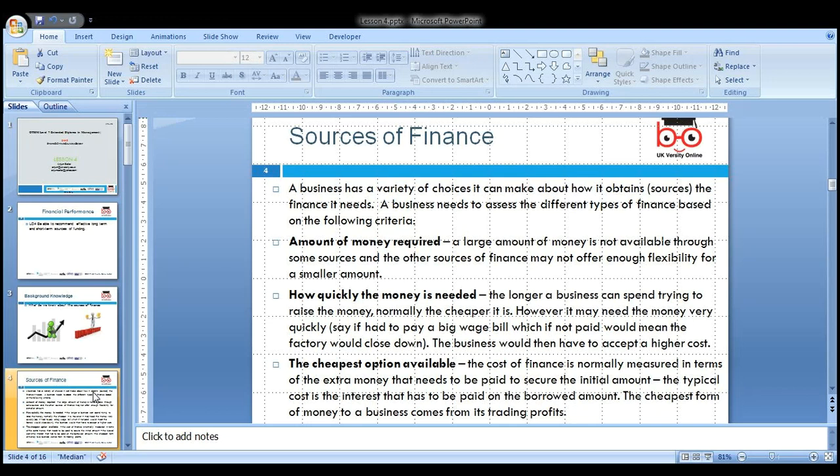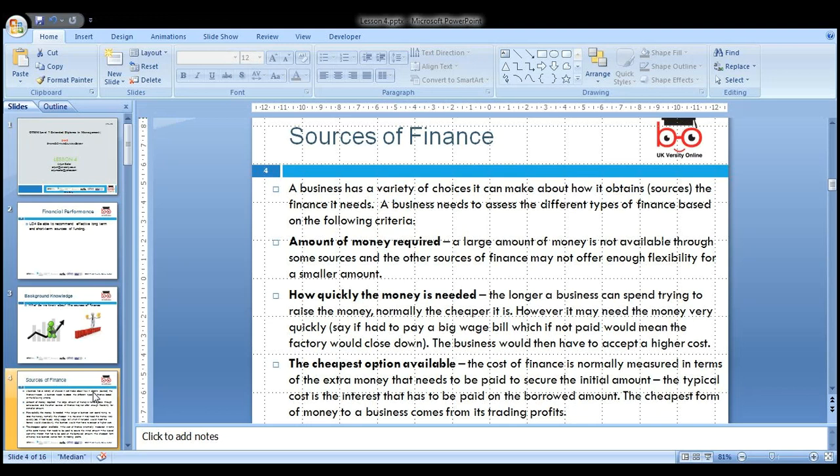So, sources of finance. A business has a variety of choices it can make about how it obtains the finance it needs. A business needs to assess the different types of finance based on the following criteria. When you make a decision, you need to appraise which source of finance you will use and which one is better for you, because sometimes your long-term commitment, if you do not fulfil it, can lead your company to liquidation or a sustainability question can arise. So that's why we need to look around.